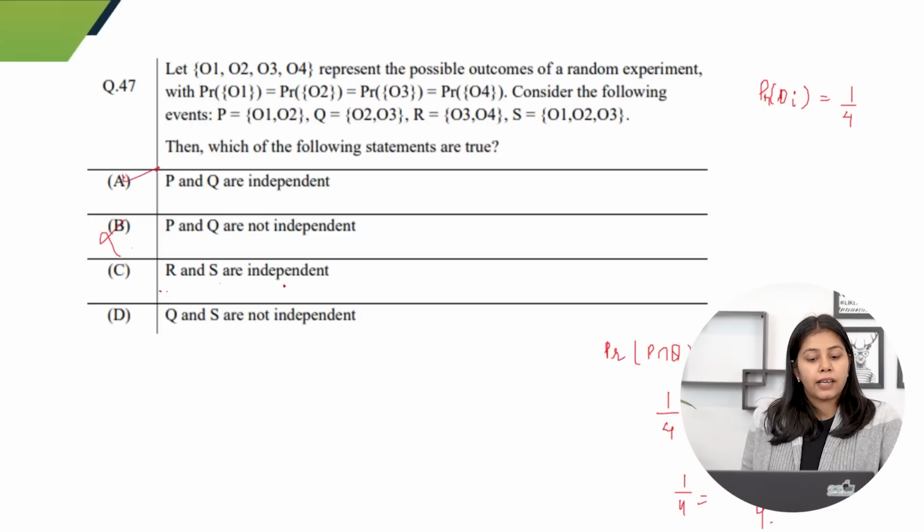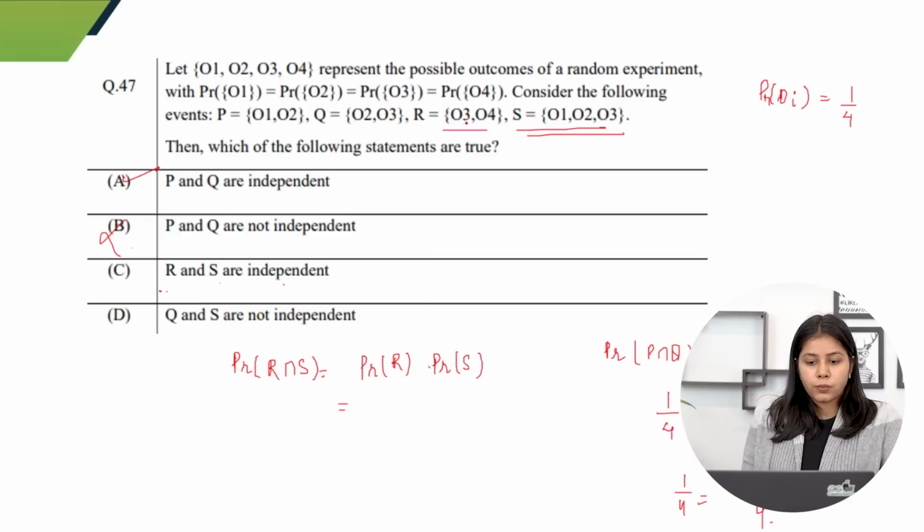Let's talk about C. R and S are independent. R is O3, O4, and S is O1, O2, O3. So let's find out whether probability of R intersection S is equal to probability of R into probability of S. R intersection S would be O3, O4 and O1, O2, O3. Their intersection is only O3, so probability would be 1 by 4. R would be 2 by 4 probability, and S would be 3 by 4 probability. I can see that they are not equal, so that's why they are not independent.